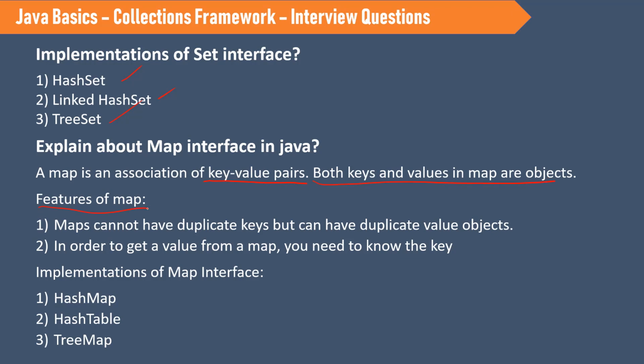Some of the features of map are maps cannot have duplicate keys but can have duplicate value objects. That means when we are adding elements, definitely the keys should be different in a map, but the values can be duplicate. In order to get a value from a map, we need to have the key, otherwise we cannot get the value.